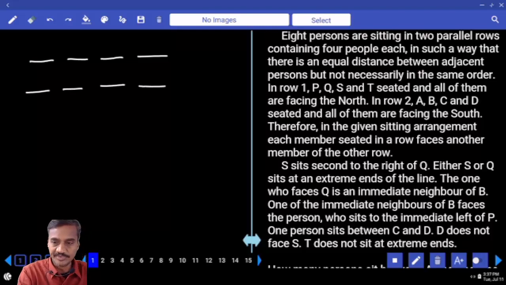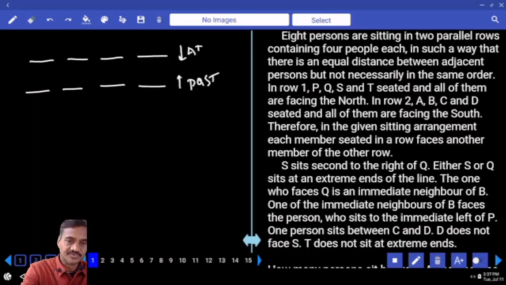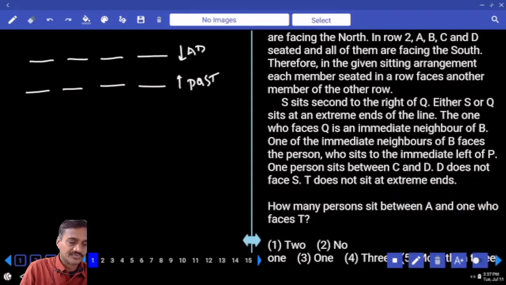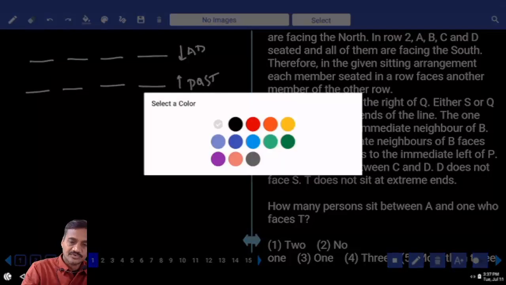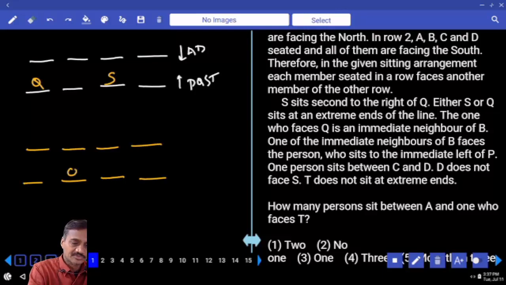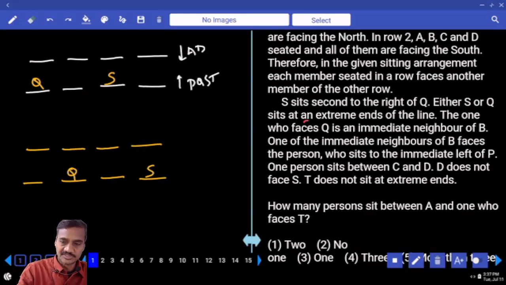Now in row 1, P, Q, S, T, all of them are facing towards north. And in row 2, A, B, C, D are facing towards south. Then S sits second to the right of Q. Where is this S? S is seated second to the right of Q. Now Q is here, S will be here, that is one possibility. And in the second case, Q at this place, S will be here. Either Q or S is at the extreme ends of the line.